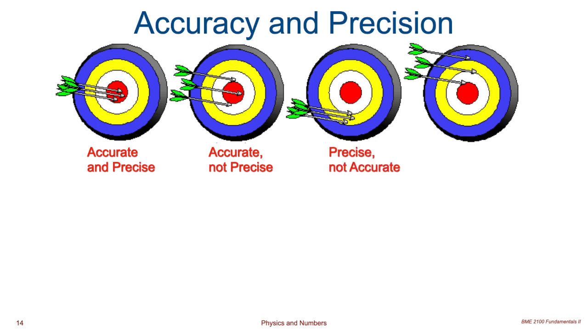The third case, they're all bundled up very close together, but they're off the bullseye. So it's almost like a systematic error in the precision of the bow or the person using the bow. And then finally, if they're off the bullseye and not very close together, then they're neither accurate nor precise. So keep those concepts in mind throughout your studies, arguably, and throughout your life as a biomedical engineer, because it's important to understand when it's important to be accurate and when it's important to be precise.